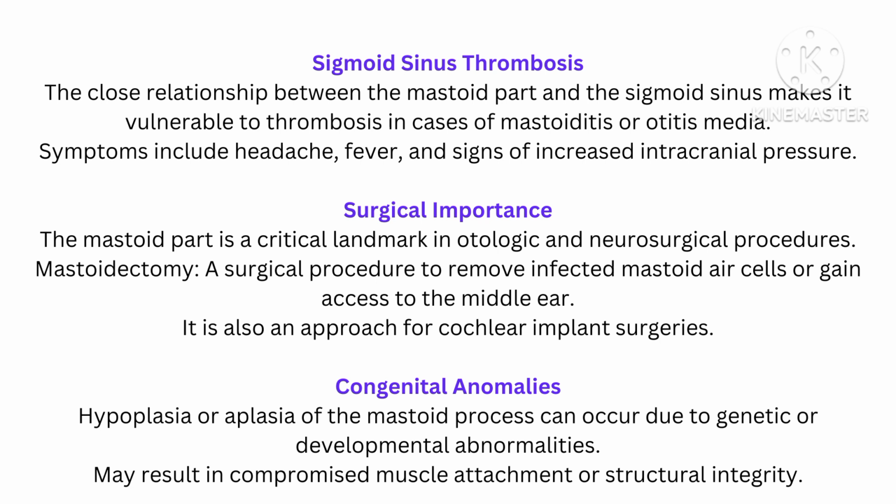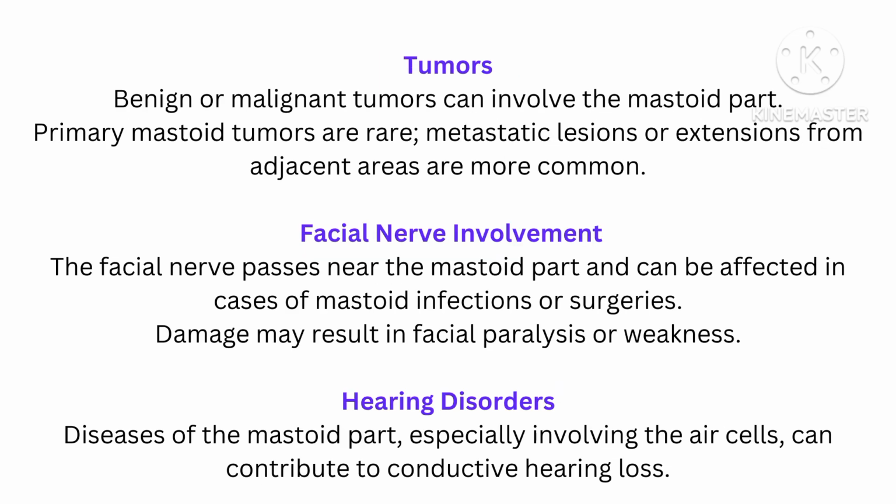Congenital anomalies. Hypoplasia or aplasia of the mastoid process can occur due to genetic or developmental abnormalities. May result in compromised muscle attachment or structural integrity. Tumors. Benign or malignant tumors can involve the mastoid part. Primary mastoid tumors are rare; metastatic lesions or extensions from adjacent areas are more common.